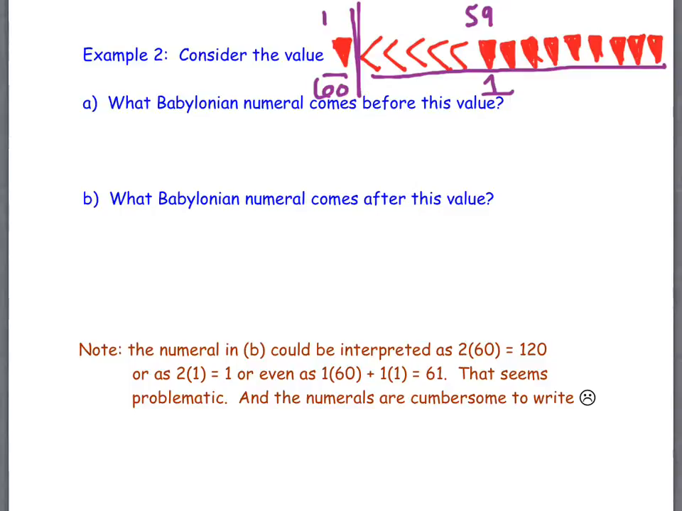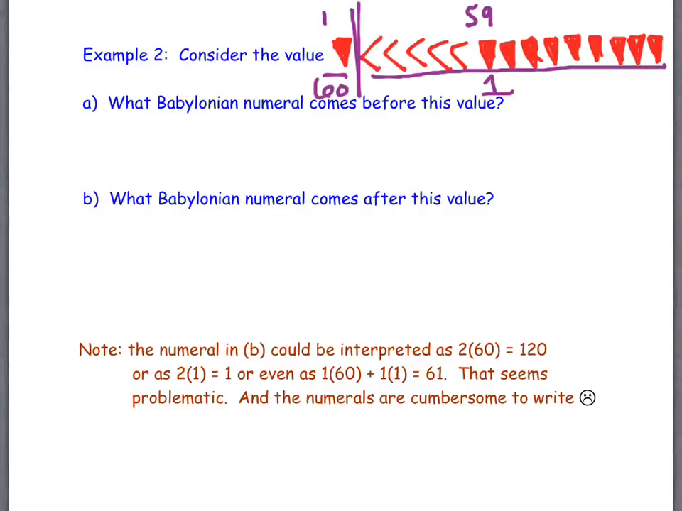All right, so let's answer these two questions, and then we'll talk about some inherent problems with the way we're even describing this. First one says, what Babylonian numeral comes before this value? What's it going to look like? One less triangle. Yeah, just going to have one less triangle. Now, it's cumbersome to write, but it's easy to process. Just take away a triangle, right?